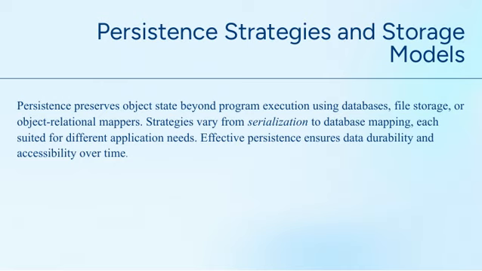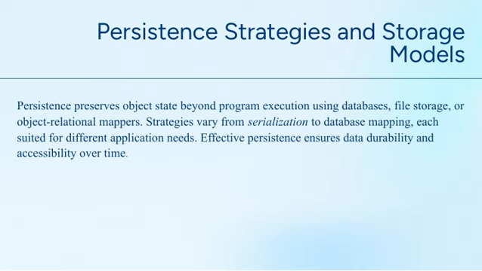For example, serialization is a common strategy where objects are converted into a format that can be easily stored and reconstructed later. On the other hand, database mapping involves linking objects directly to database tables, which is especially useful for applications that require complex queries and relationships.